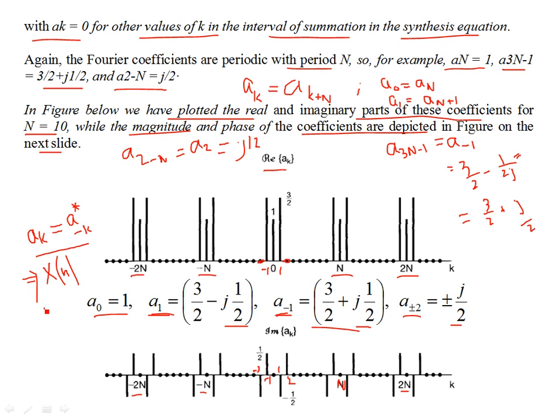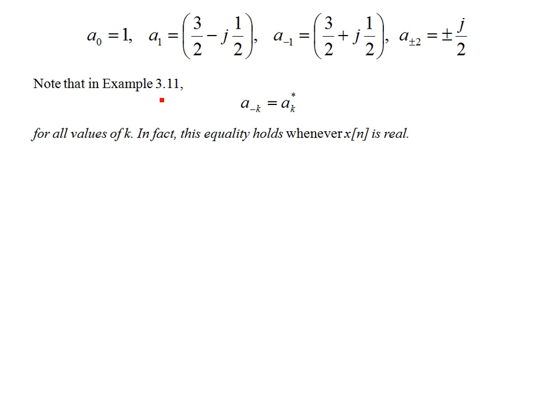This is what we have seen before for the continuous time Fourier series signals as well. So this applies for the discrete time sequences as well. So x of n is real. Note that in this example 3.11, a_minus_k is a_k star for all values of k, and in fact this equality holds whenever x of n is real. The parallel is the same for continuous time signals.